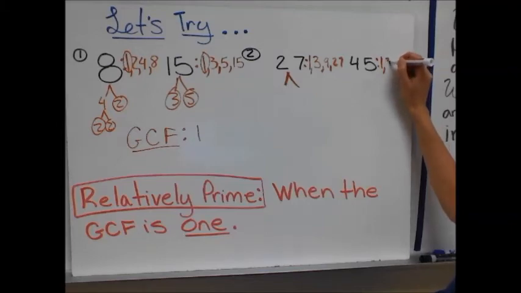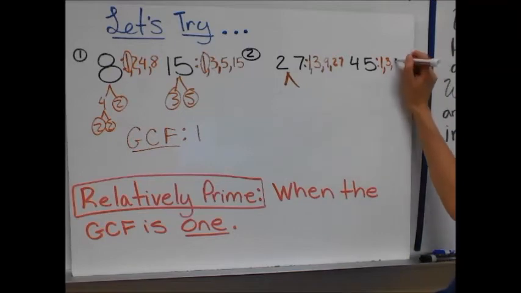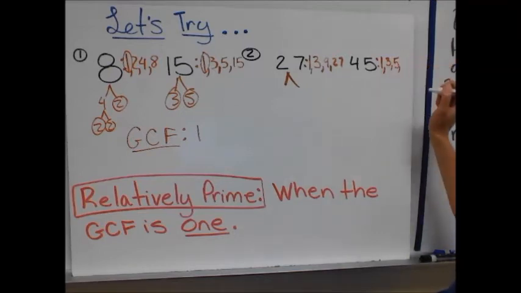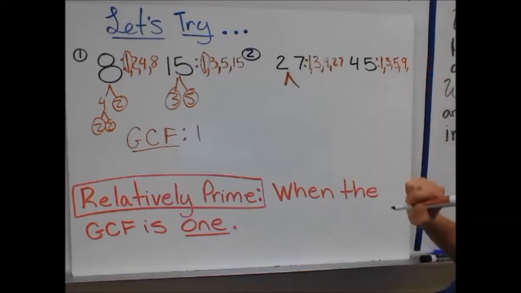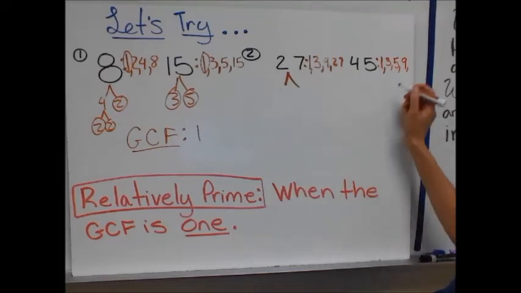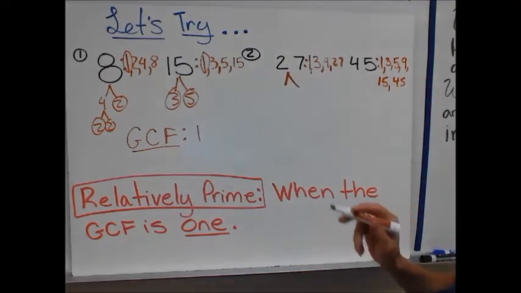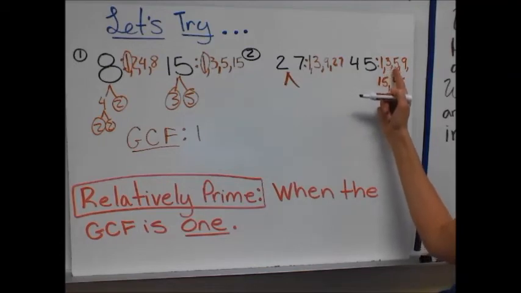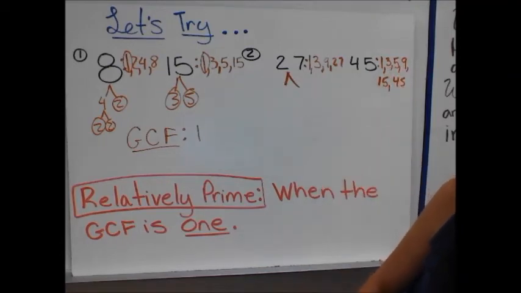I know that 3 is a factor of 45. I know that 5 is a factor. I know that 9 is a factor of 45. I know that 15 is a factor of 45. I know now that 45 is a factor of 45. So that's 1, 2, 3, 4, 5, 6 factors of 45.